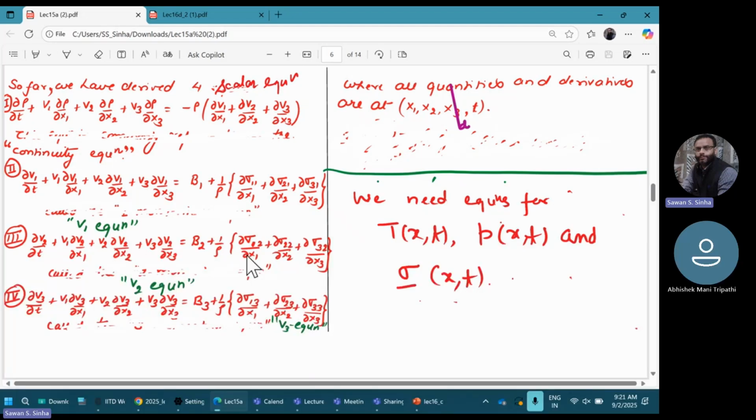But besides these variables, there is also a problem that we have created for ourselves. We wanted to get equations for V1, V2, V3, and that we got, but we have created a new variable, new tensor variable, जिसमें 9 scalar components. All right. So we will have to also address that question. What exactly sigma depends on? We will do that in the coming days.